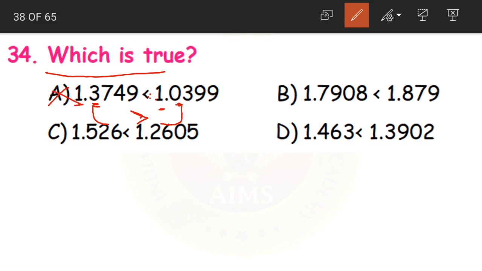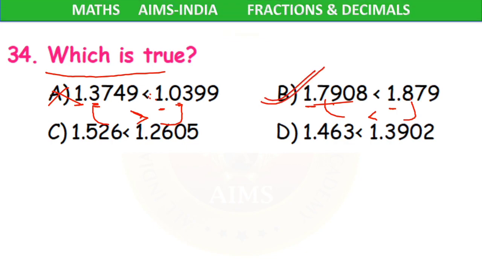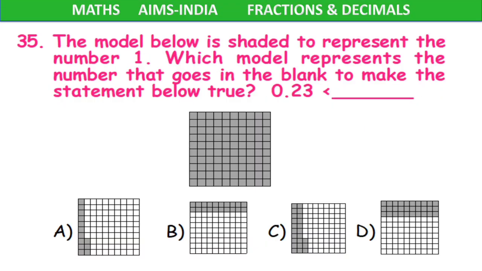Next option B, 1.7908 is less than 1.879. Again the whole number part is same. So going with the digits in the 1/10th place, we have 7 and 8. Yes, 7 is less than 8. So the number 1.7908 is less than 1.879. Option B becomes our correct answer. Understood children? Next question. The model below is shaded to represent the number 1.